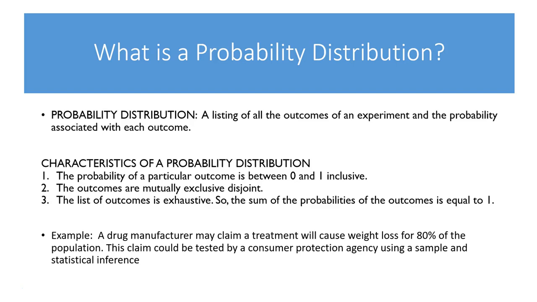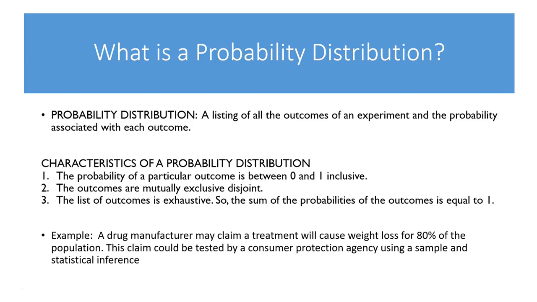The probability of a particular outcome needs to be between 0 and 1, and it can include 0 and 1. The outcomes are mutually exclusive, or also sometimes called disjoint. The list of outcomes needs to include all possible outcomes. So what that means is when I add up all the probabilities of all the different outcomes, it should equal to 1.